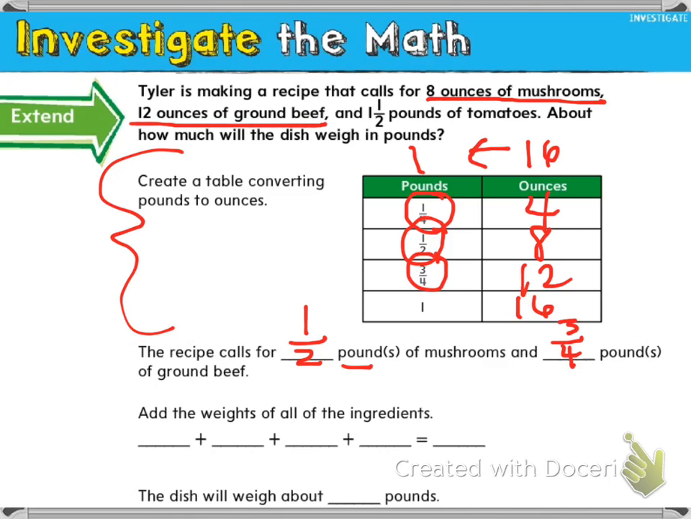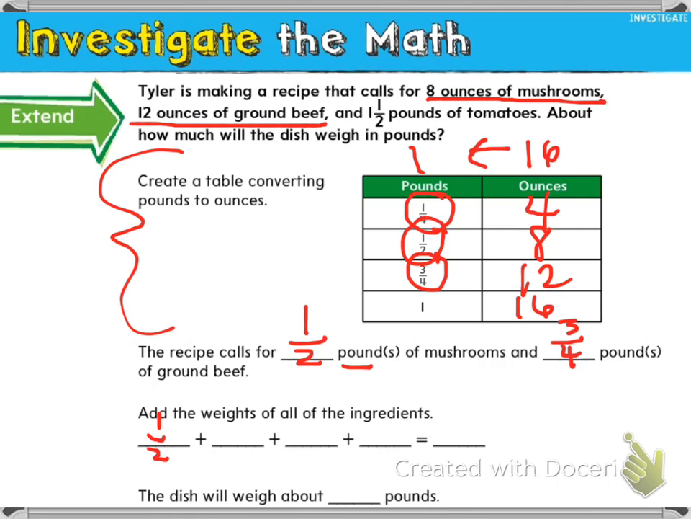Okay, so now if we add the weights of all the ingredients, let's read our original problem again. Tyler is making a recipe that calls for 8 ounces of mushrooms. Okay, so 8 ounces of mushrooms is equal to 1/2 a pound.